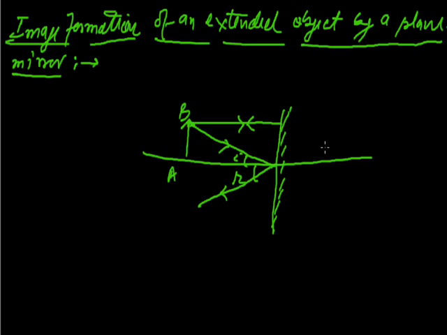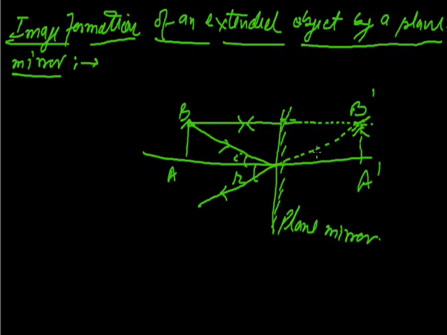If we extend these rays, they appear to diverge from this point B dash. If we draw a perpendicular, this will be the image at A dash. This means the object is AB and the image formed by the plane mirror is A dash B dash. This one is the plane mirror.